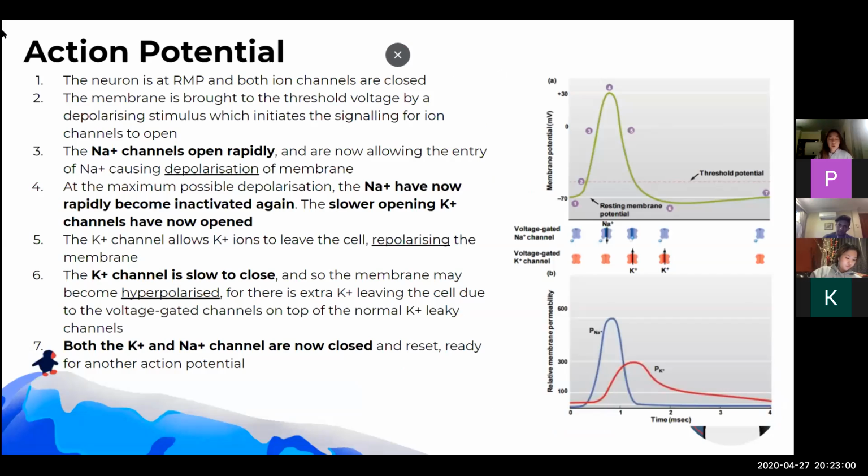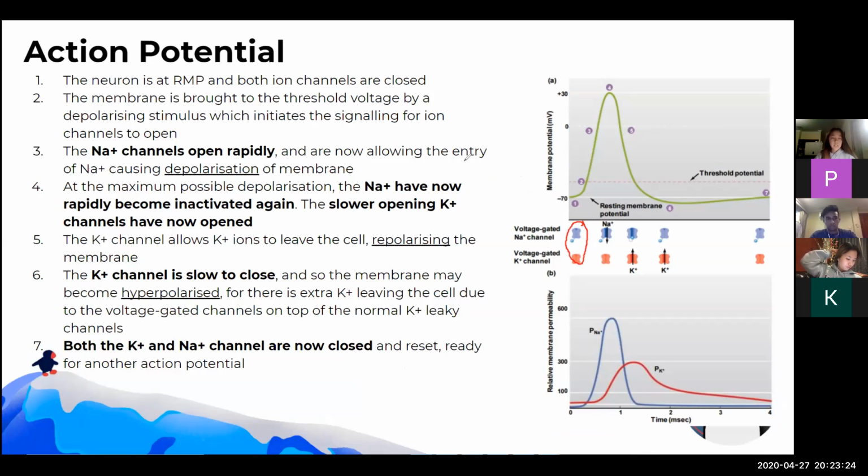So now we actually talk about the steps involved in initiating an action potential. The first step is you've got a neuron at resting membrane potential, and both ion channels are closed. If I just annotate on this diagram here, we start off essentially with both of them in a closed state.